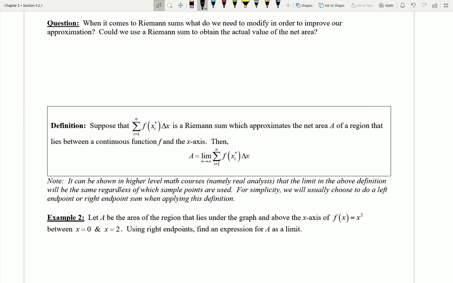So as I stated at the end of the last video, our goal in this section is to try to understand how we could use Riemann sums to ultimately find the exact area under the curve of a function. So as I state here in this opening question, how might we possibly be able to do that? When it comes to Riemann sums, what do we need to modify in order to improve our approximation? And then, could we ever use a Riemann sum to obtain the actual value of the net area?